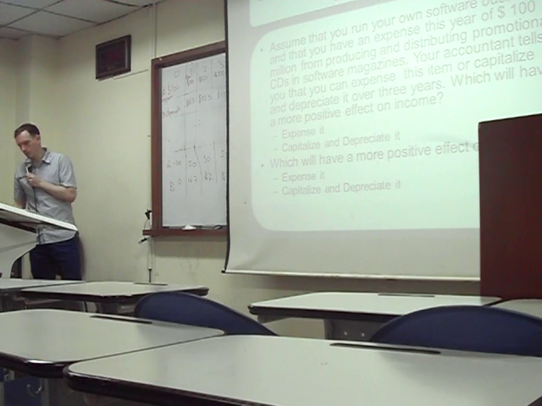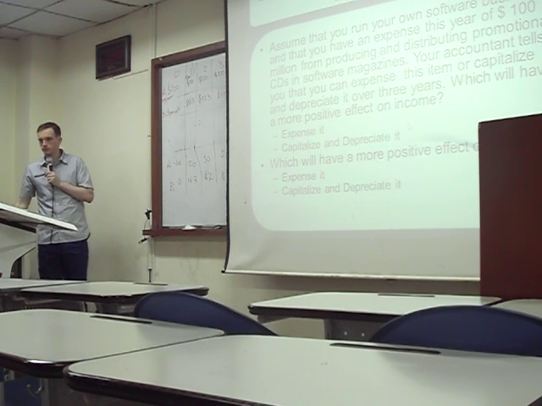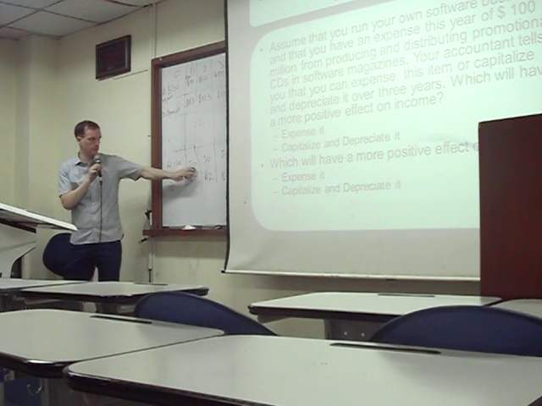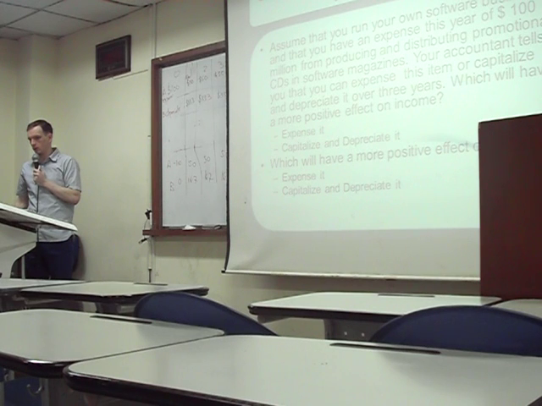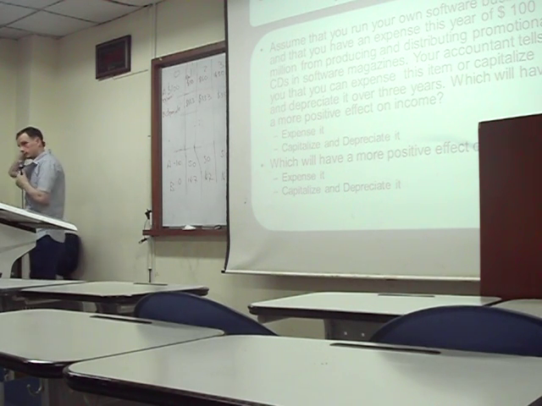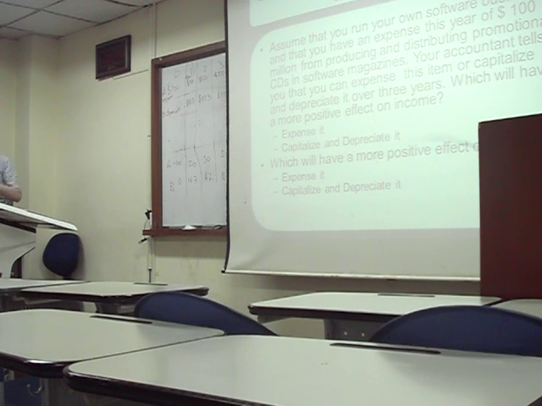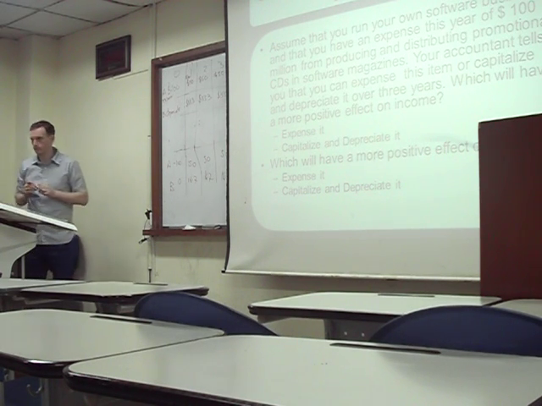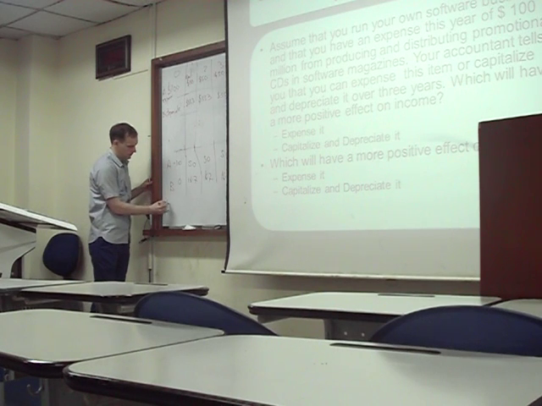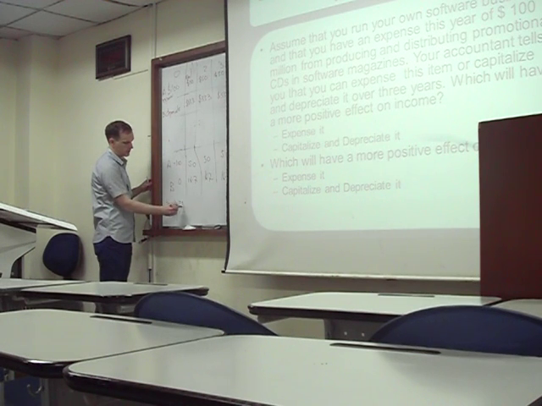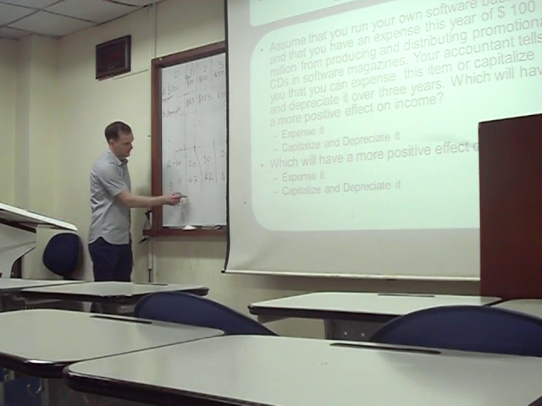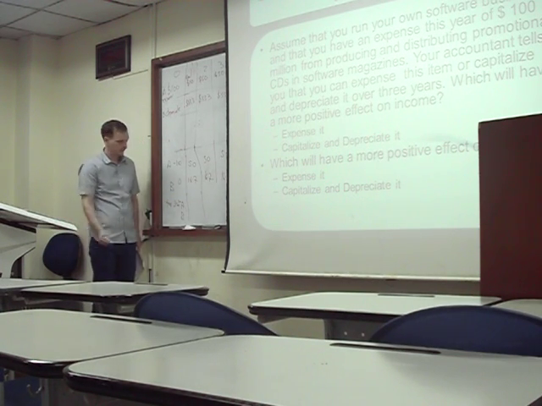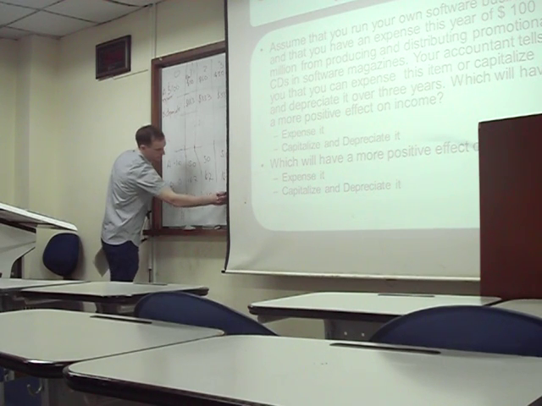So which one has a more positive effect on income? A, right? A has a higher income in year 1, 2, and 3. Which one will have a more positive effect on cash flows? We need to think about tax, right? Tax 30%. How much tax is A paying and how much tax is B paying? So, Kim Ye Ran, how much tax is A paying every year? 15 tax here, 15 tax here, and 15 tax here.